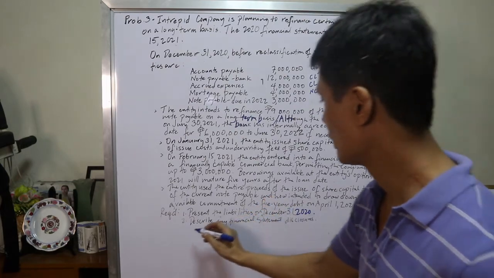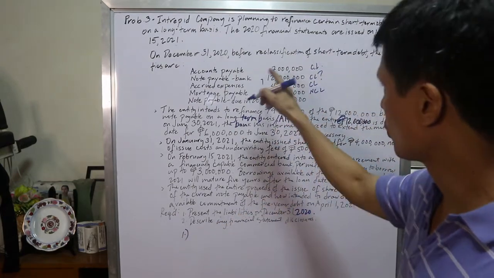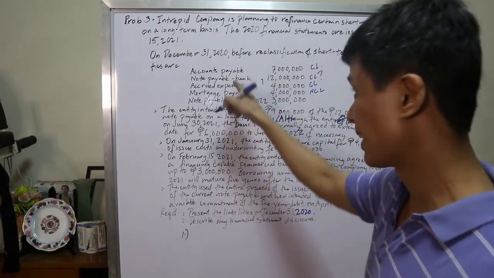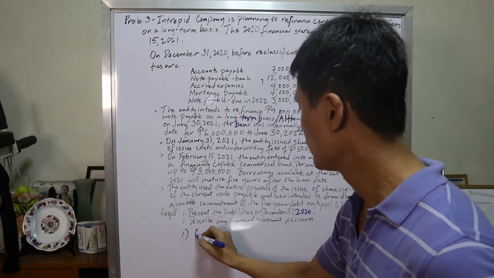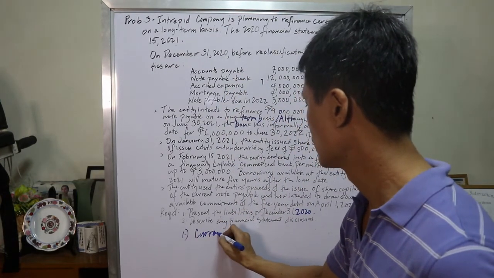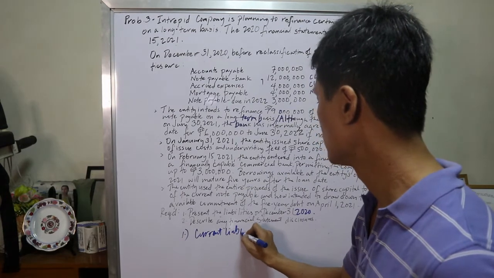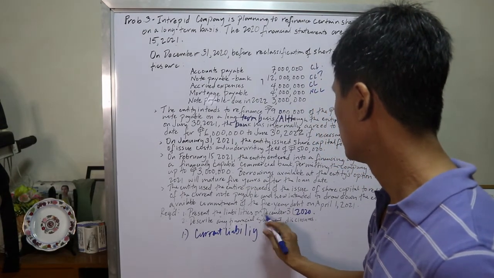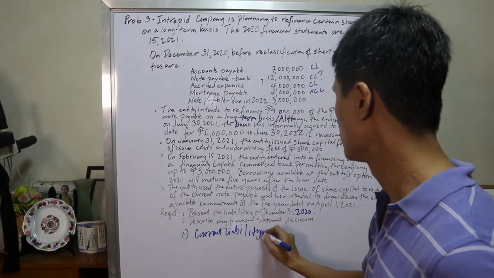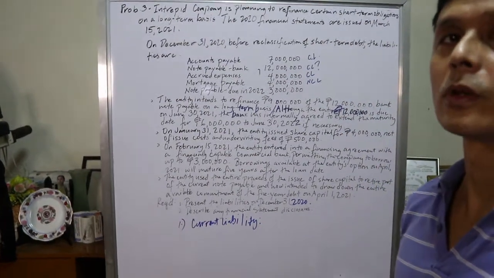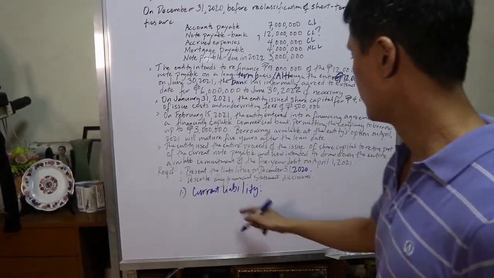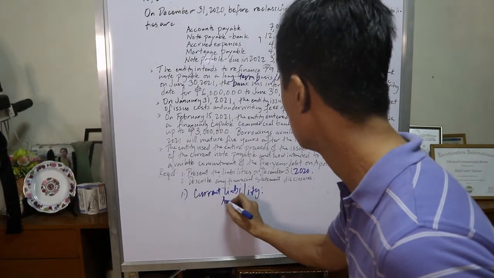So let's look at this. We will just get the items that are current. In fact, we already got them. So this is under current liability. I hope you can see it. So this one is accounts payable.